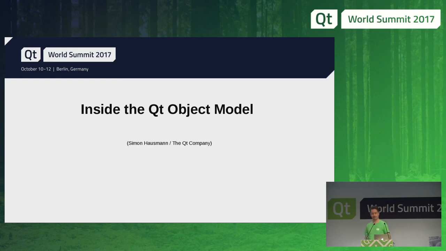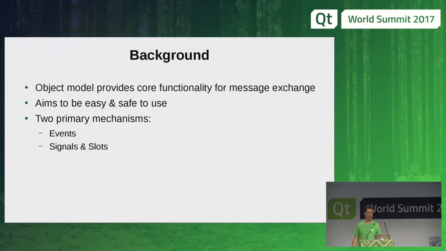I would like to give you a quick dip into the Qt object model. The background for this is that the primary purpose of our object model in Qt, with QObject and all of that, is to make it really easy to pass messages between objects. That's really the heart of the functionality. And we try in Qt to make things easy to use and fun and safe. So that's really, really important for us.